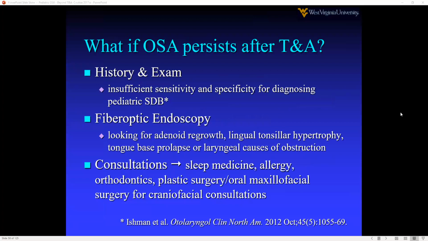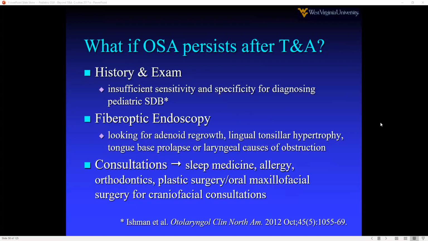So what if obstructive sleep apnea persists after T&A? Well, again, H&P is insufficient. So you can do an in-office fiber optic looking for adenoid regrowth. A little bit harder to do on children, but you've got a great teacher in Dr. Carr. And of course, you can consult sleep medicine for perhaps CPAP, or do an allergy evaluation and treatment.